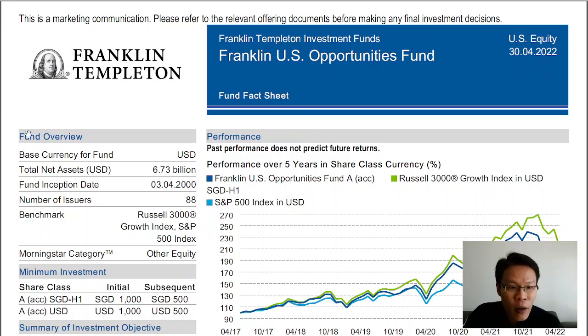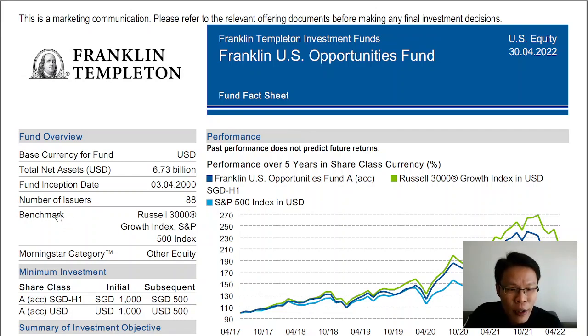Let's move along. So fund overview, you can see the base currency of the fund itself is US dollar. Total net assets in USD is 6.73 billion. Fund inception date for a particular class itself is, you can see, way back in year 2000. Number of issuers states the number of companies that this fund invests in. So 88 is the number over here.